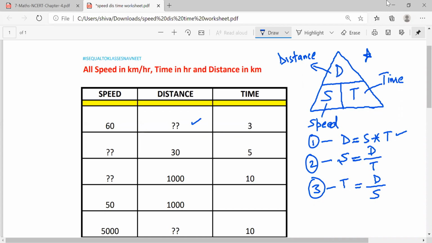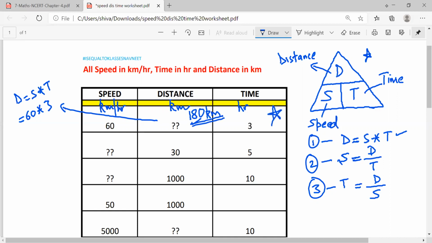Yeah. So see, in all these questions, the speed is in kilometer per hour, the distance is in kilometers, and the time is in hours. So in this case, my distance would be speed into time. Speed is 60, time is 3. So my answer would be 180. Very nice, Mr. Sarthak. So you need to write the units also. So you can write 180 kilometers. Okay. Shabash. Very nice.